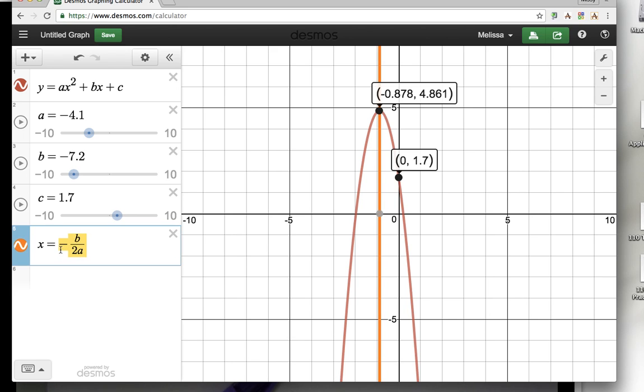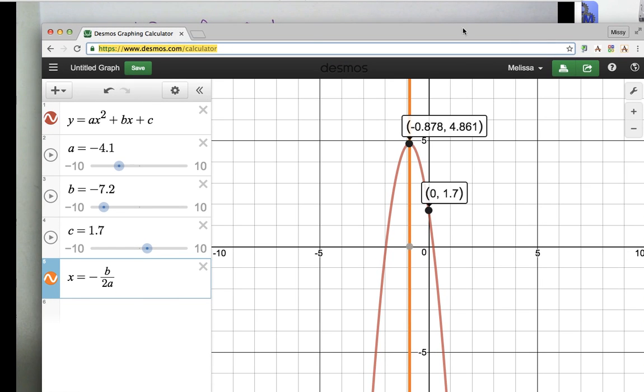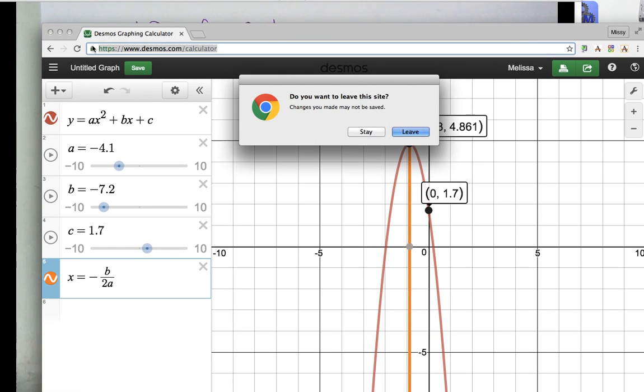So negative b over 2a is the expression that can be used to calculate the axis of symmetry. And it's also the x value for your vertex. Okay. So that's helpful when we begin to plot equations like this, is that we can use this calculation as our shortcut. Okay, we are going to go back.